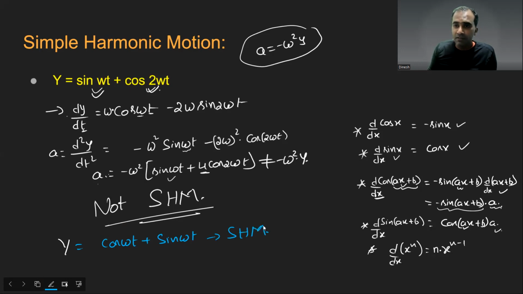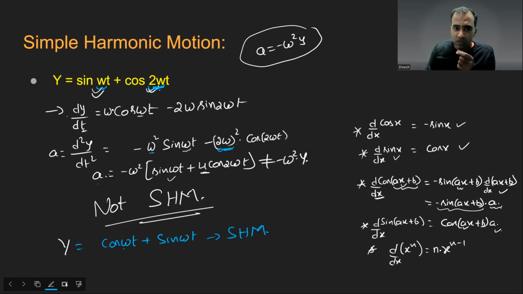Now try to understand, whenever you have multiple sinusoidal signals, let's say 2 sinusoidal signals, cos and sine, will it be SHM or not? That is the question. See here, it is not SHM, because the frequency is not same here. See, angular frequency. It is 2 omega here. That's why 2 omega square came outside, whereas for the other it is omega square that came outside.